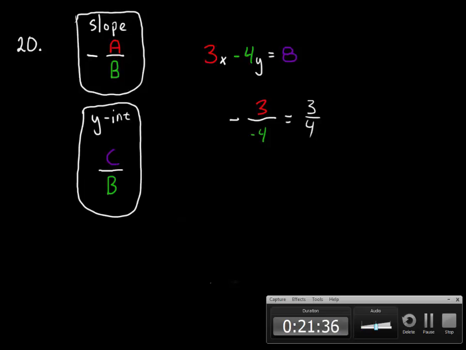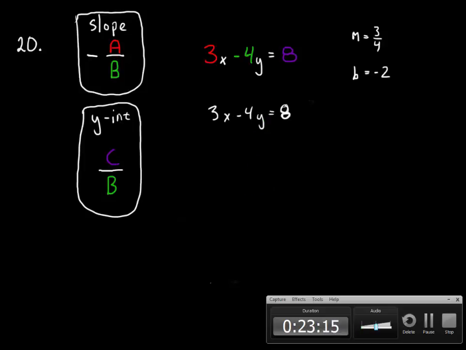For the y-intercept, the value of c is 8, and the value of b is -4. 8 divided by -4 is -2. So our slope is 3/4, our y-intercept is -2, and we can prove it by solving the standard form for y. Or in other words, converting the standard form into slope-intercept.